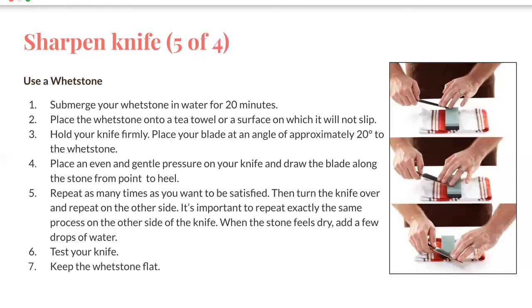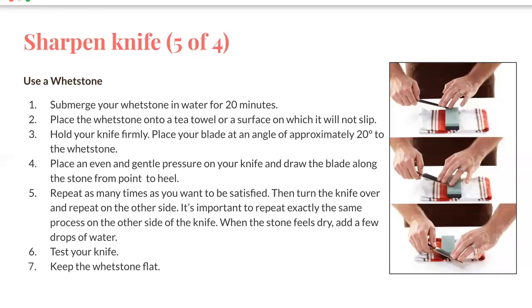The last way is using a whetstone, which is my favorite. The first step, a very important step of using the whetstone, is that you have to put your whetstone in water for at least 20 minutes before using. Because if the whetstone is too dry, it can make just scratches on your blade. So you have to make the whetstone moist for sharpening.